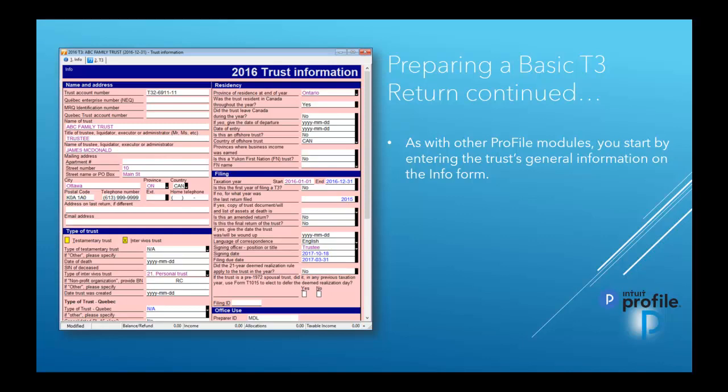For the filing section, you have the taxation year, which is indicated here. Then there's the question, is this the first year of filing a T3, yes or no? Again, any information necessary, apply that in. The last section is the office use. You're going to have preparer ID and some other information that you can apply within that section. Just fill in the necessary information to get started with your T3 trust return.